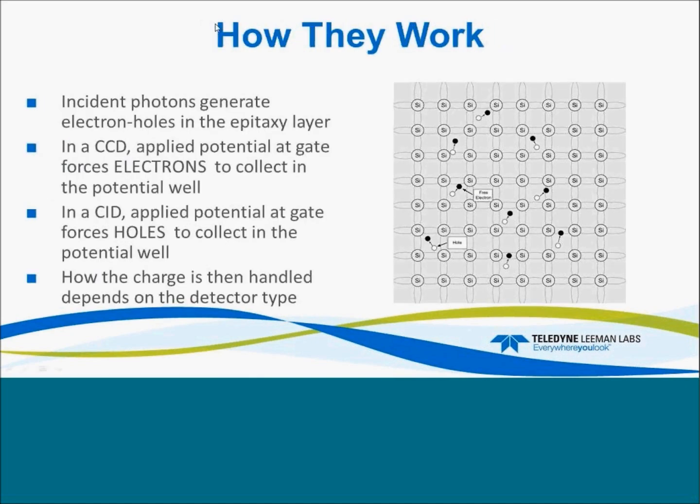Okay. So when photons hit the epitaxy, they'll generate electron holes. In the CCD, when you apply a potential at that gate, it forces electrons to collect in the potential well. In the CID, an applied potential forces holes to collect in the potential well. Then how the charge is handled from this point on depends on whether the device is a CID or a CCD.